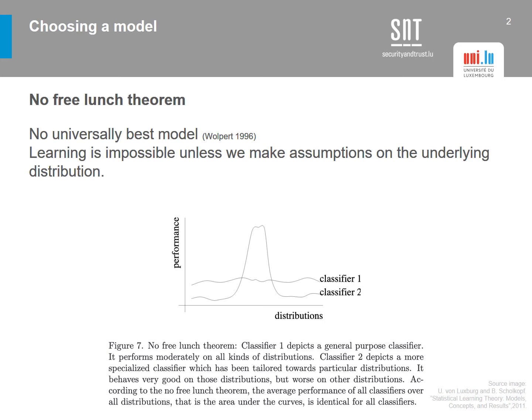It is quite important to keep in mind because it means that if someone says to us we should definitely use this type of model for everything, it is not really true. Some models work well in some conditions, while others work well in other conditions. It also means that learning is impossible unless we make some assumptions on the underlying distribution of data.